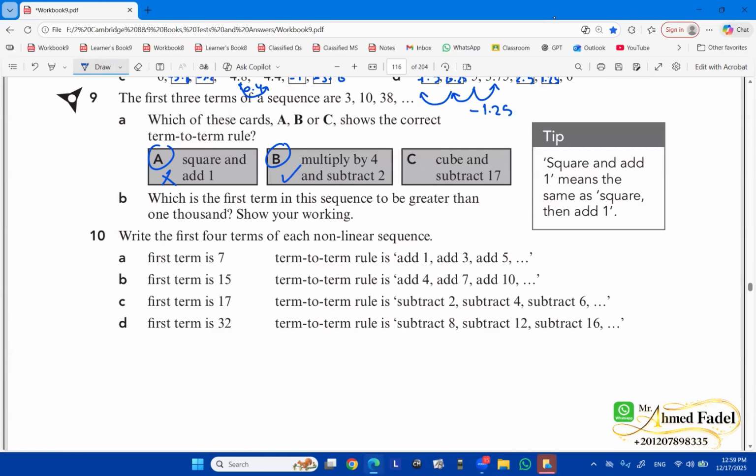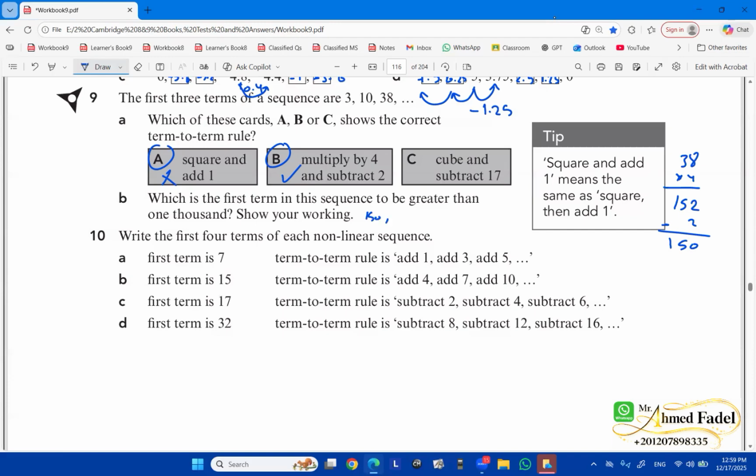Question B here says, which is the first term in this sequence to be greater than 1000? Show your working. You should continue the sequence until you find the first term that is going to be more than 1000. So continuing this sequence, multiply by 4, then subtract 2. Multiplying 38 by 4 is going to give you exactly 152. Then you subtract 2, gives you 150. So that's the next term, 150.